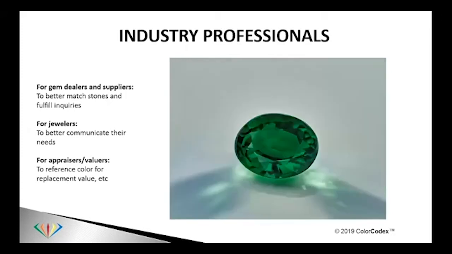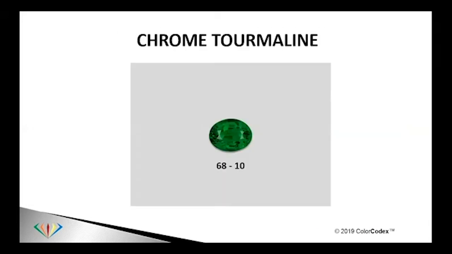So a supplier may have a stone such as this, and it's also got a very nice color. It's the right shape, it's the right size. So this can look like an adequate pair for the stone or match to the stone. Normally what would happen is you would send these stones to your client for approval. But let's look at it in terms of using the ColorCodex system. The first stone that I showed you had a ColorCodex reference of 68-10.